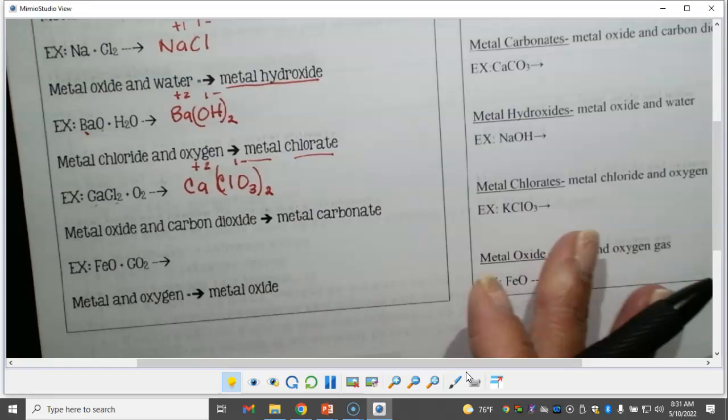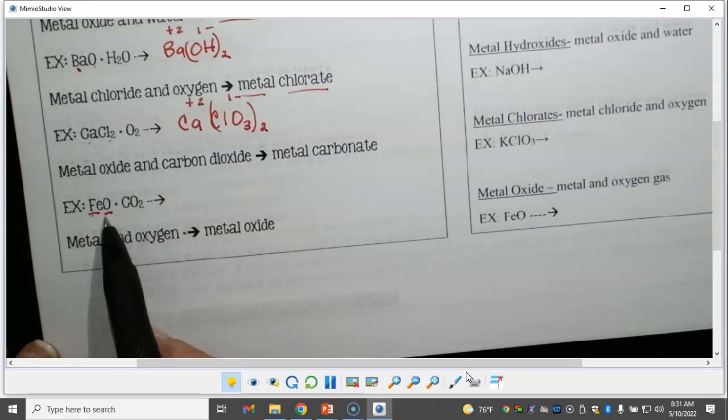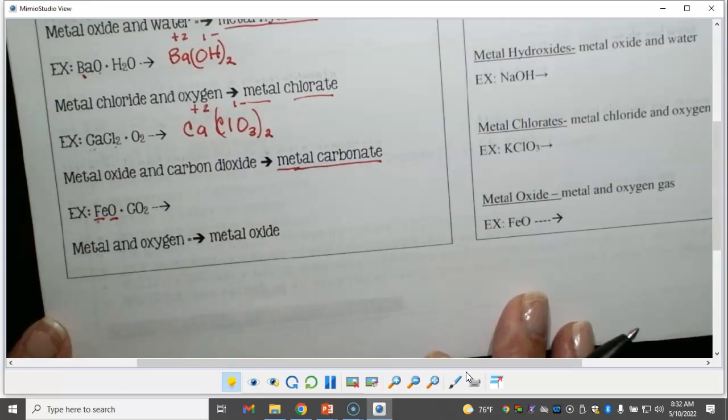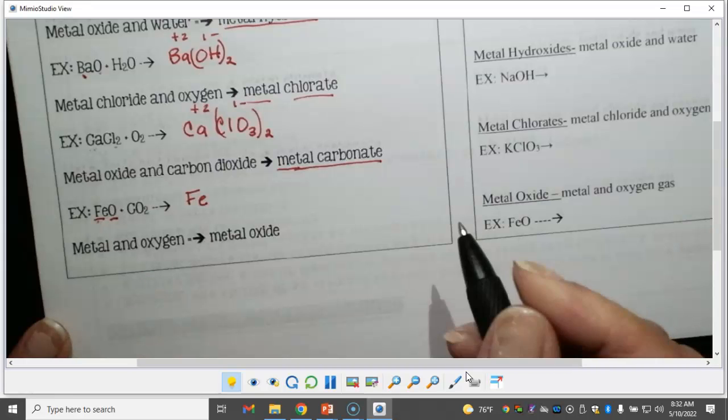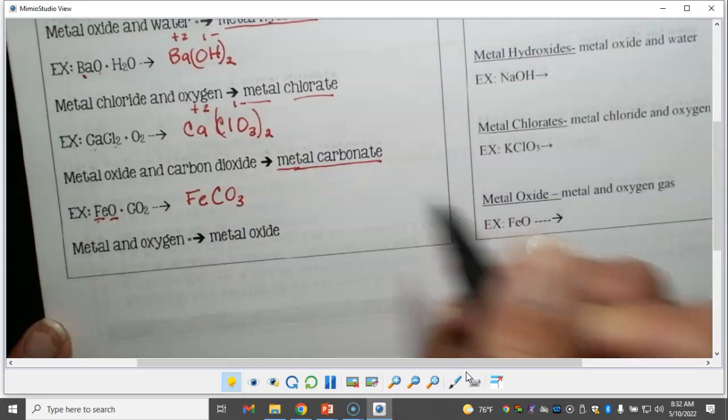Second to last one. This is a metal oxide, so any metal with oxygen combined to it, and carbon dioxide. Again, this could be magnesium oxide, zinc oxide, copper oxide. If it's a metal oxide combining with carbon dioxide, we will always get a metal carbonate. So I'm going to take the metal from my reactants and pair it up with carbonate. So Fe, and carbonate's a polyatomic ion, so CO3.